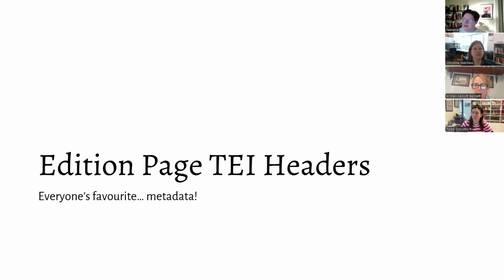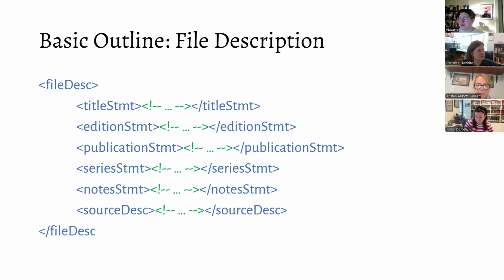So the first exciting thing, I think this is probably the most exciting thing about the edition page, is the TEI header. Everyone's favorite, metadata. This is where you get to give credit, license your edition, talk about the anthology that you're part of, talk about any sources and stuff that you've used. It's a pretty exciting place.